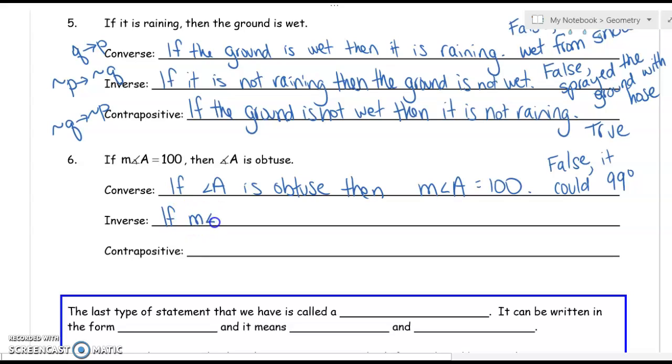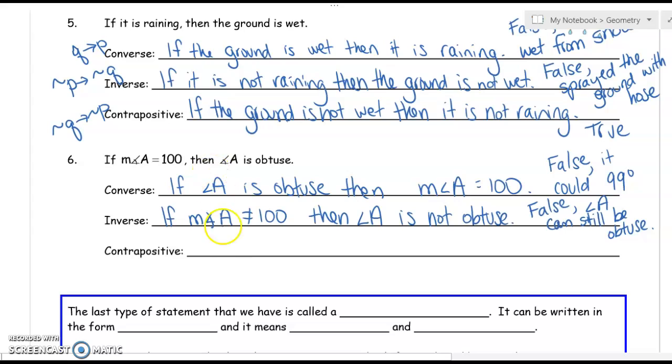Inverse, we're negating but keeping in the same order. So if the measure of angle A is not equal to 100, then angle A is not obtuse. All right, and you got to think, is that always true? Well, just because it's not 100 doesn't mean it's not obtuse. It could be something else. It could still be like 99 or something else. So false, angle A can still be obtuse. It could be like 102. All right, it could be something else. So just because it's not 100 doesn't mean it's not obtuse.